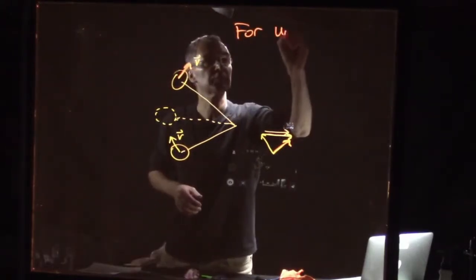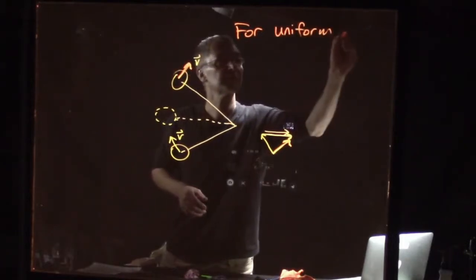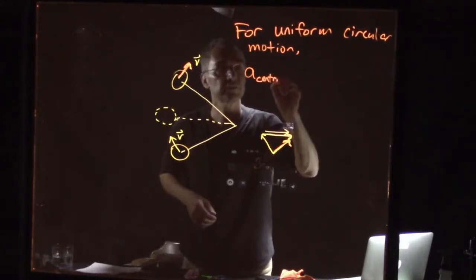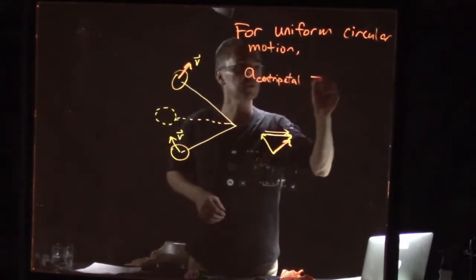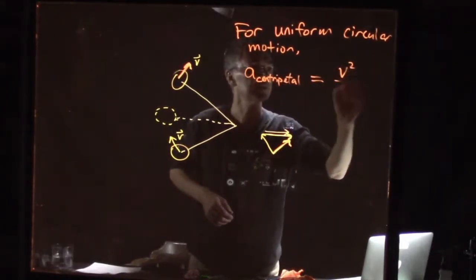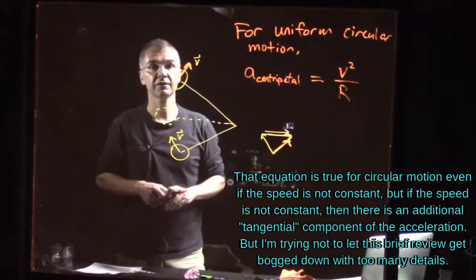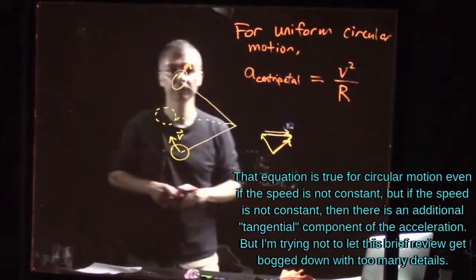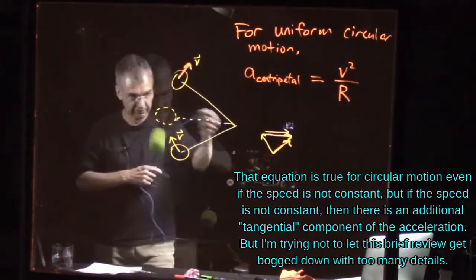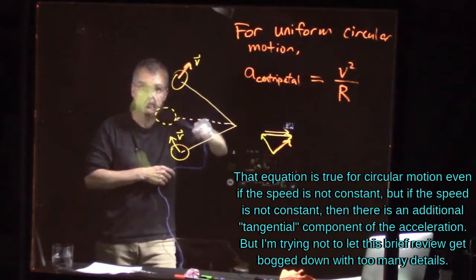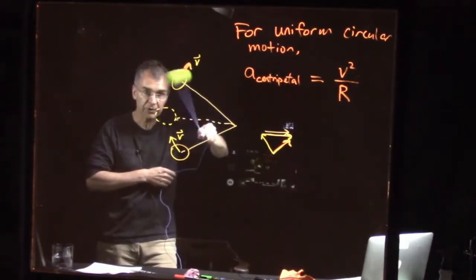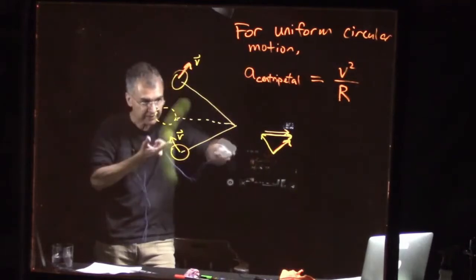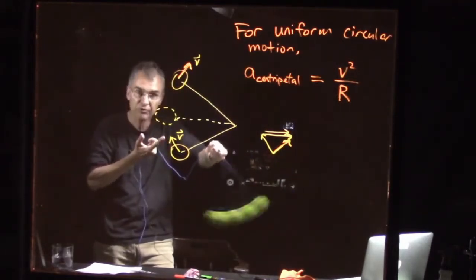For uniform circular motion, where uniform means constant speed, the centripetal acceleration, centripetal meaning toward the center, equals v squared over r, where r is the radius of curvature of the circle and v is the speed. See if you can imagine the tension that I feel in the string. If I go slowly, it's a pretty small tension. Imagine if I go faster and faster, you can imagine in your mind's eye that I feel a bigger tension in the string. I can feel the string pulling on me more.